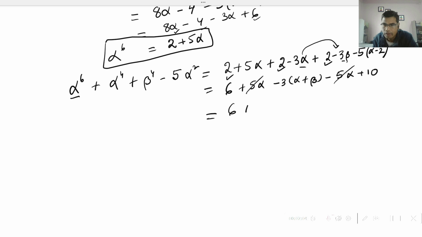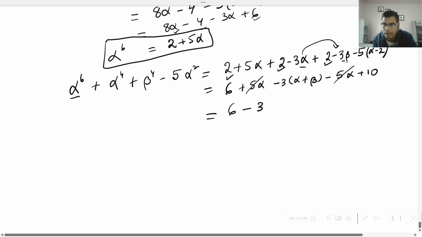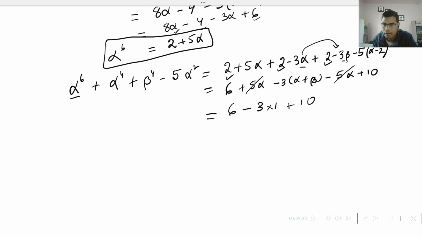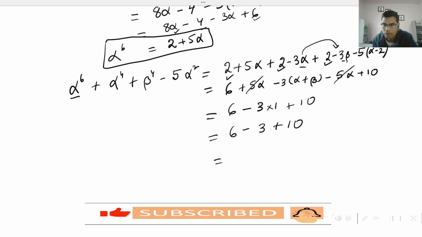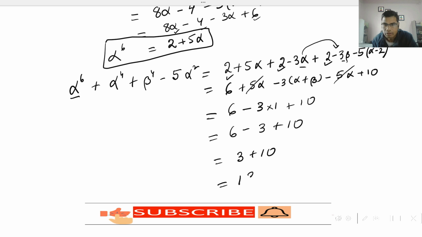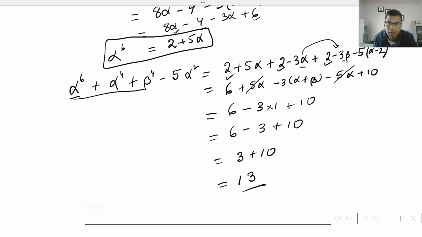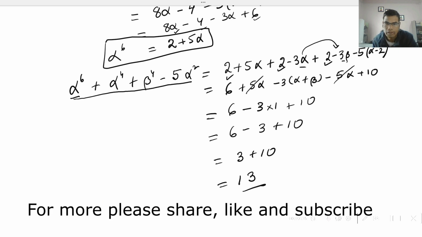So we have 6, then minus 3 times alpha plus beta, which is 1, then plus 10. So 6 minus 3 plus 10 is 3 plus 10, which is equal to 13. Therefore, alpha to the power 6 plus alpha to the power 4 plus beta to the power 4 minus 5 alpha square is equal to 13.